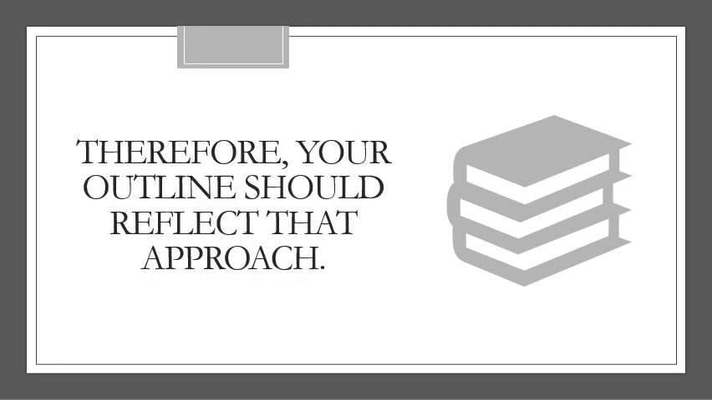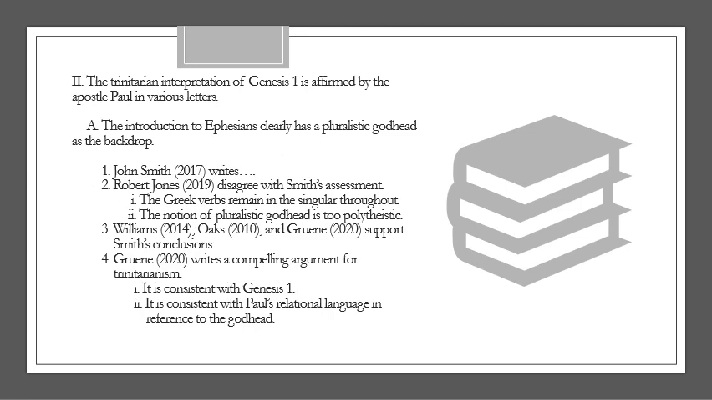So when you get to this, you're going to have points that you can use for your outline. You've already thought about this, or as you're building your outline, you can think about how am I going to organize it around specific thoughts. And so this is how your outline might look. Instead of, again, Roman numeral 2 saying the Trinitarian interpretation of Genesis 1 is affirmed by the Apostle Paul in various letters, and then A being Bob Gruen, and B being Janet Oakes, and C being John Smith, and D being Bill Williams, instead of just point after point after point, just being the person's name and what they wrote, your outline can show that you've already put these thoughts together.